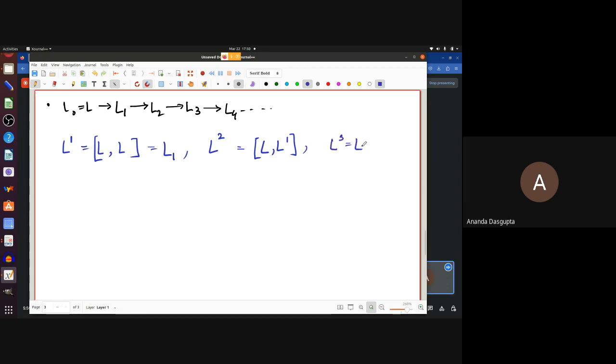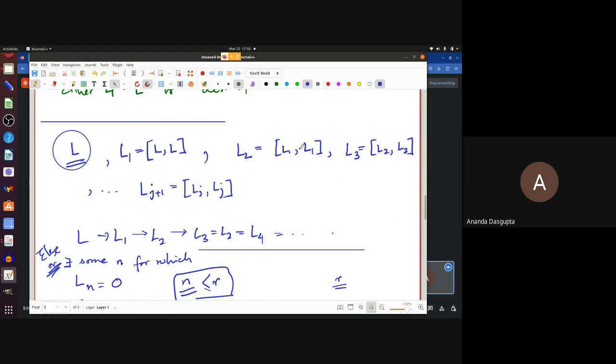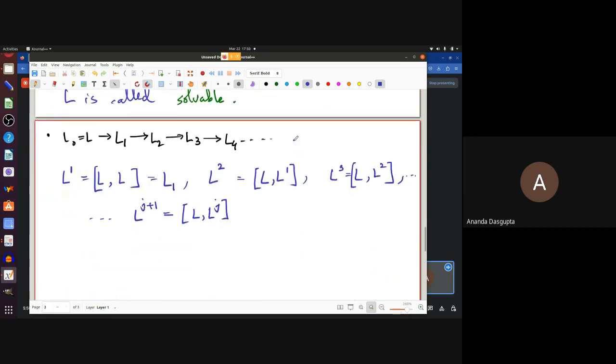Then you get L^3, which is the bracket of L with L^2, and so on. So here, the superscripted ones are defined this way. Can you see the difference between the two cases? Here, what you were doing is taking each stage and taking the bracket with itself. Here at each stage, you're taking the bracket with the original L and forming this sequence of subalgebras. Okay? Right?